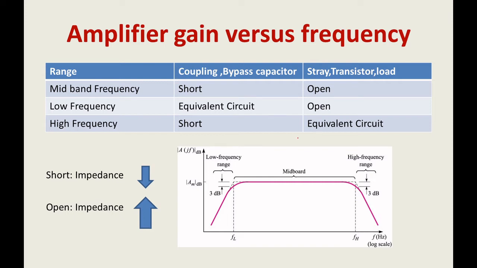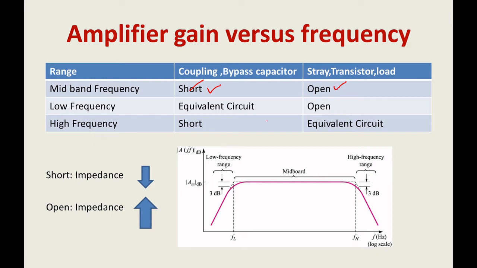When you go for the mid-band frequency, your coupling and bypass capacitors will become a short. So you have a range of frequencies where you don't have any limitation in the gain, because the coupling and bypass capacitors act as a short, and the stray, transistor and load capacitances act as an open element. When you go to low frequency, you have FL. When frequency is less than FL, there is a limitation in the gain, because the coupling and bypass capacitors are included in the equivalent model. That limits your gain. That is a roll-off function because of your R and C value that we are going to find in this derivation.